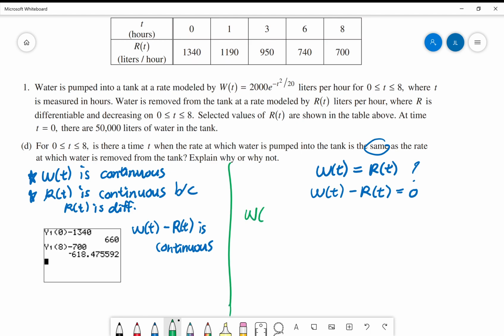We do this by evaluating both rates at 0 and finding their difference. So W of 0 minus R of 0, the difference here is going to be 660, which is greater than 0. And the difference of the two rates at the end of the period is a negative 618, which is less than 0. Interestingly, the signs change from the beginning of the time period to the end of the time period. Here is where we can use the intermediate value theorem.